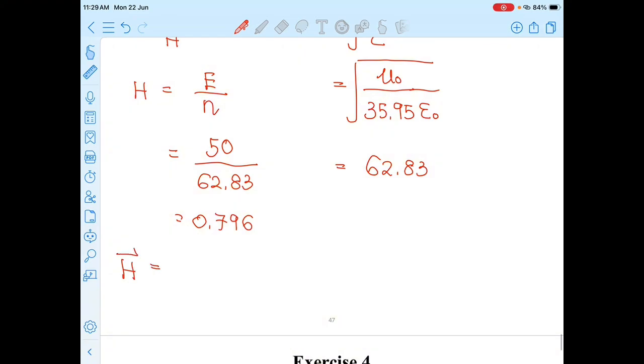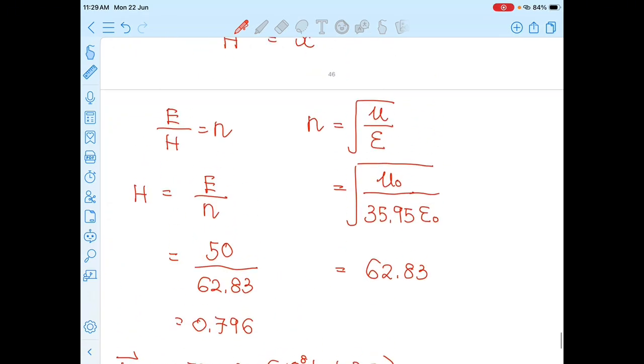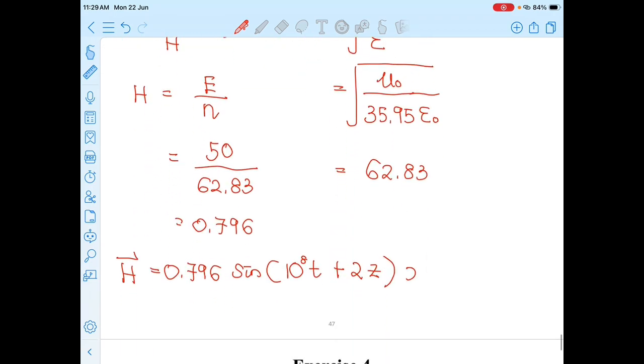So I will write down here: the amplitude of my magnetic field is 0.796. I'm using sine of 10 power 8 t plus 2 z. And for the direction, I refer to the direction over here, which is x. And the unit is ampere per meter. So this is the formula of the magnetic field.